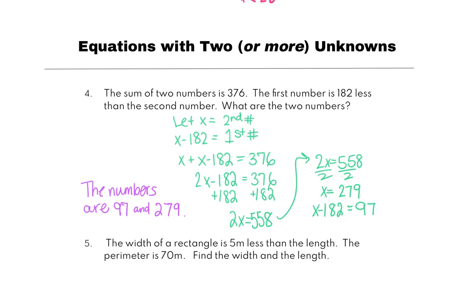The sum of two numbers is 376. We know nothing about the second number, but the first number is 182 less than that. So our equation: x, the second number, plus x minus 182, which is the first number. I'm going to just highlight that. This is the first number. So the first and the second number, add them together, that's going to equal 376. When you solve, you're going to get x is equal to 279. x minus 182 is 97. So the numbers are 97 and 279.